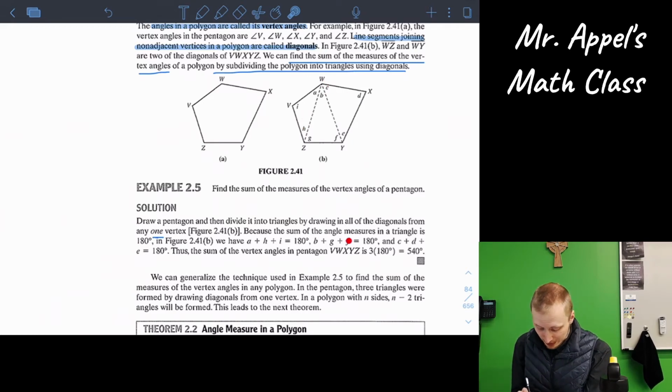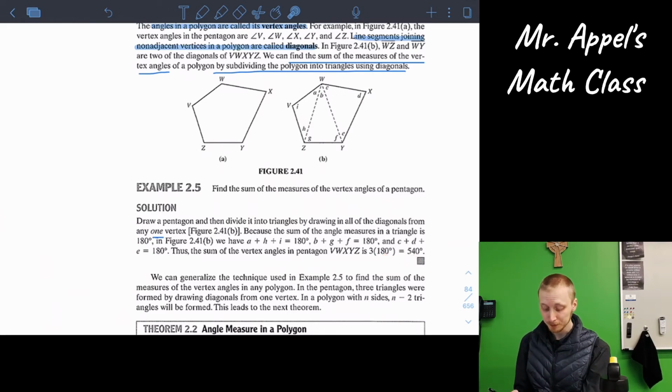And the sum of the angle measures in a triangle is 180 degrees. In 241b, we have A plus H plus I equals 180 degrees. A plus H plus I, so this guy here. And B plus G plus F equals 180 degrees. And C plus D plus E equals 180 degrees. Thus, the sum of the vertex angles in pentagon VWXYZ is 3 times 180 degrees equals 540 degrees.